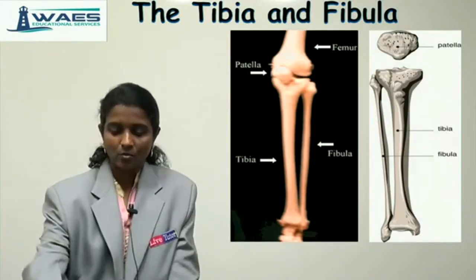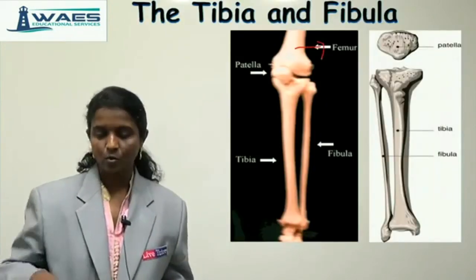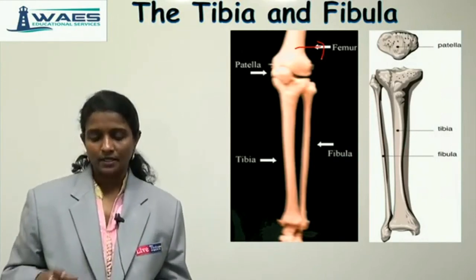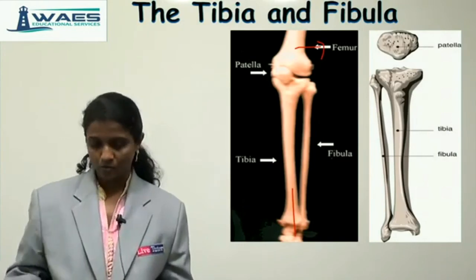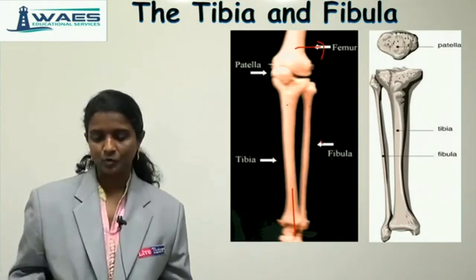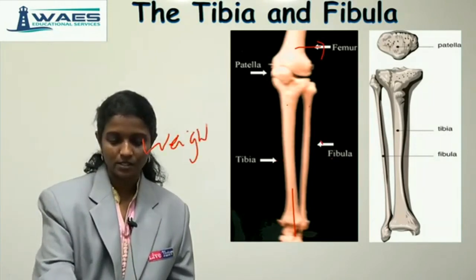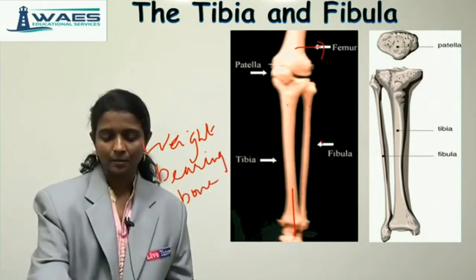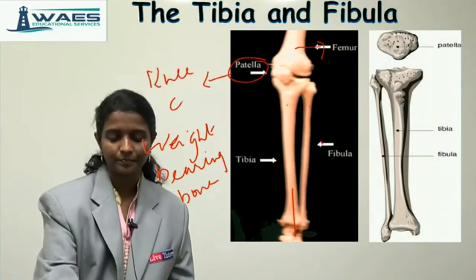Then after this we have the femur, you can see the long bone femur, which is the largest and longest bone of the body. Then afterwards in the lower part we have two bones, tibia and fibula. The tibia is also known as the weight bearing bone. It is the one bone which holds our weight. Then patella, the kneecap.